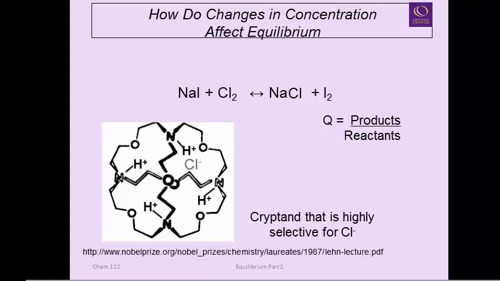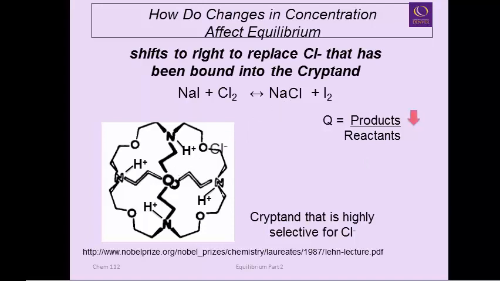So LeChatelier would say, okay, the stress is my products are going away, so how is this going to shift to take that relief? And he would say, well, it'd shift to the right, because that would create more chlorides to make up for the ones going away. And if you looked at it from the Q viewpoint, you would think, okay, my products are going down. Q is now getting smaller than K. So once again, shift to the right. And this is a good example.